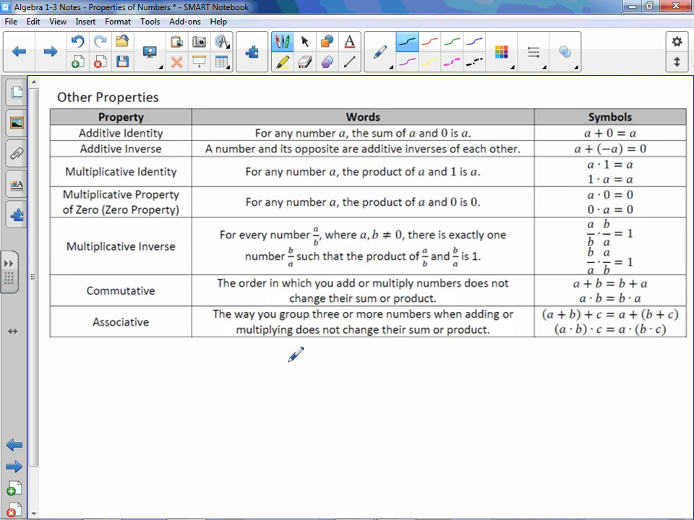The associative property, in words, is that the way you group 3 or more numbers when adding or multiplying does not change their sum or product. So here's our associative property of addition and our associative property of multiplication. What we did here is we added A plus B plus C on both sides, but what we did instead is change where the parentheses were. Changing where the parentheses are in an example like this does not change the result. That is the associative property.